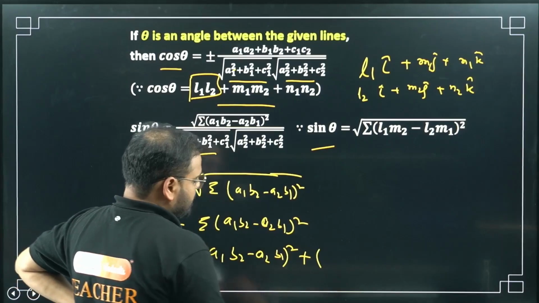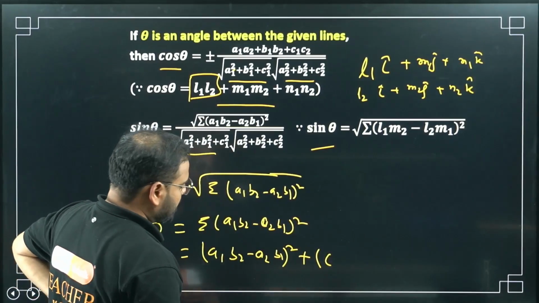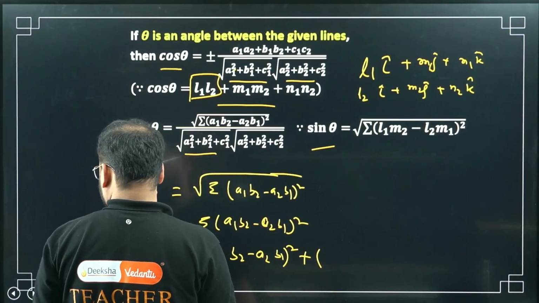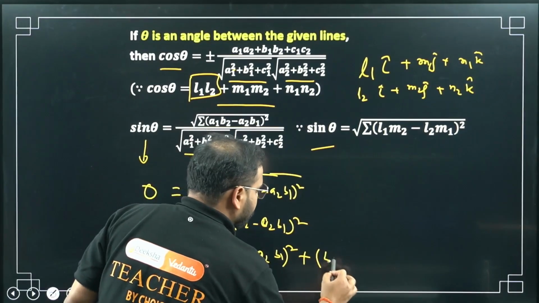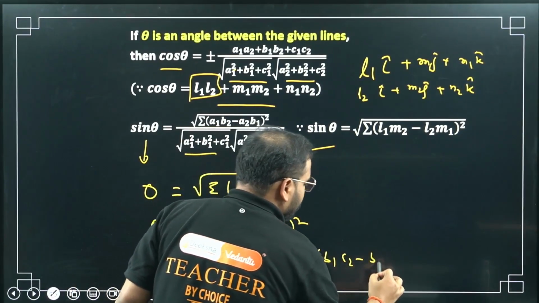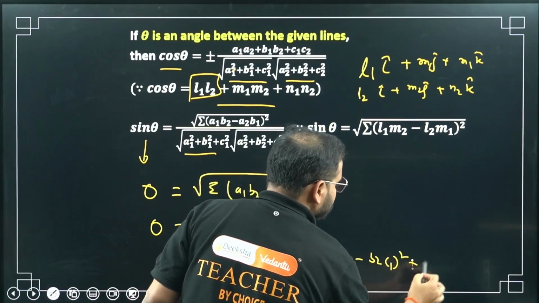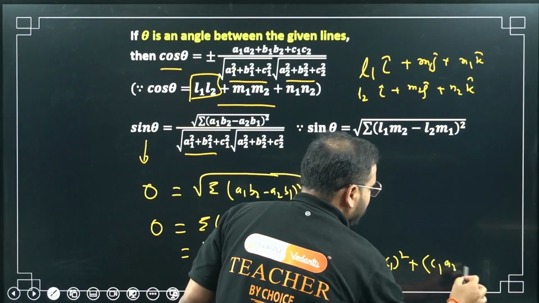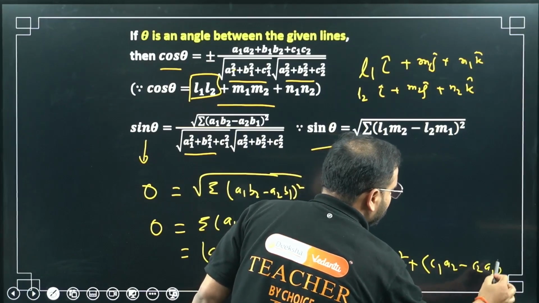So now we'll write what? In terms of C1, right? So we write what? B1 C2 minus B2 C1 the whole square plus. What do I write? C1 A2 minus C2 A1 the whole square.